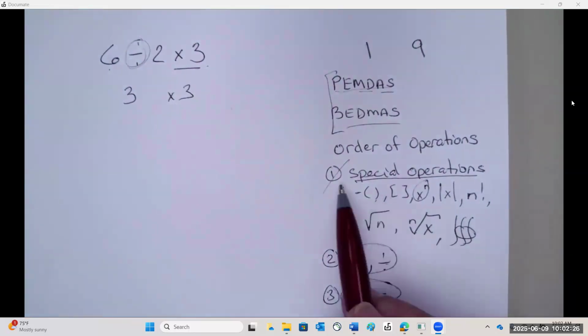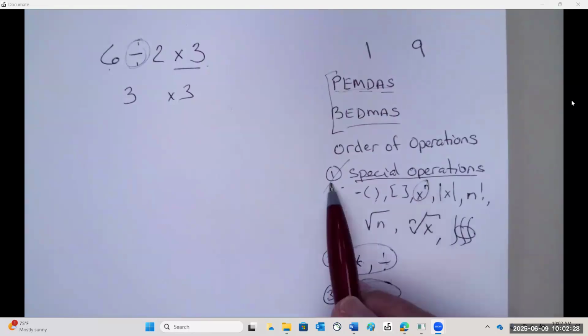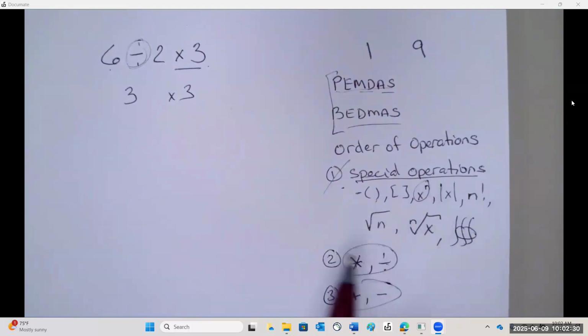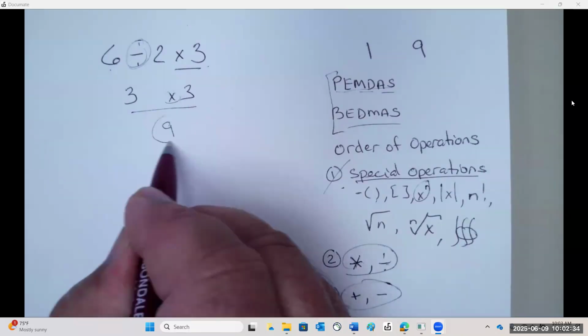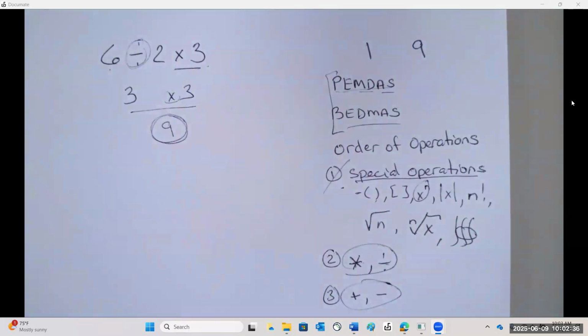Repeat the process. Are there any special operations? No. Are there any multiplication or division? Yes. It's not your fault.